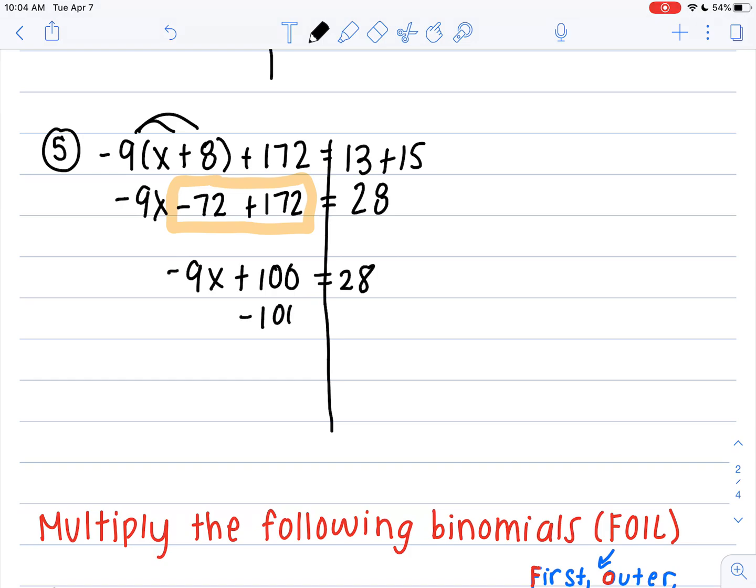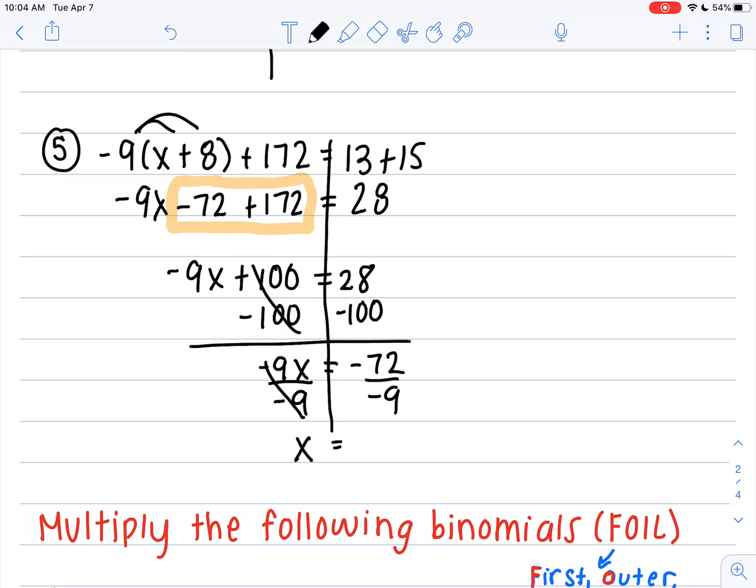And then subtract 100. So negative 9x equals negative 72. And then divide by negative 9. So remember, a negative divided by a negative is a positive, and 72 divided by 9 is 8. So x equals 8. All right, so that's how we solve equations.